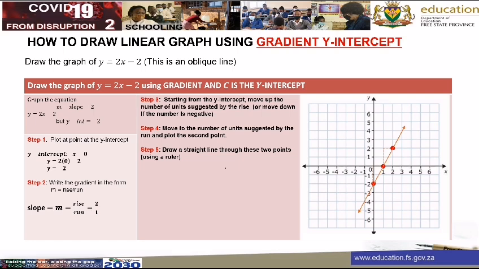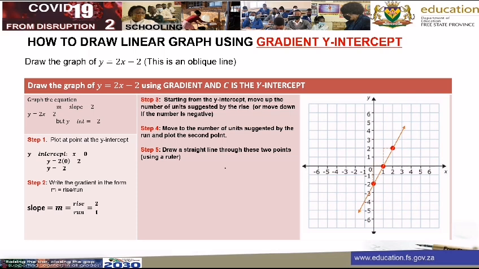There will be 3 points. Looking at our right-hand side, we have those 3 points. And then step number 5, you draw a straight line through these 2 or 3 points using your ruler. And by so doing, you'll be drawing the linear graph using the gradient y-intercept. You should remember those 5 steps when drawing this type of graph using the gradient y-intercept.